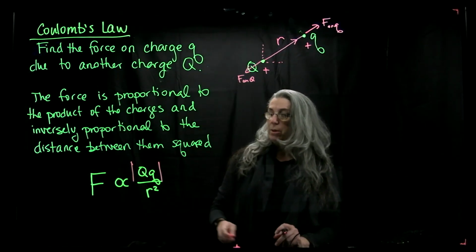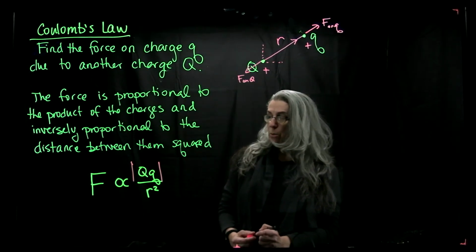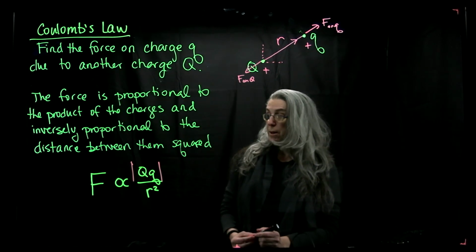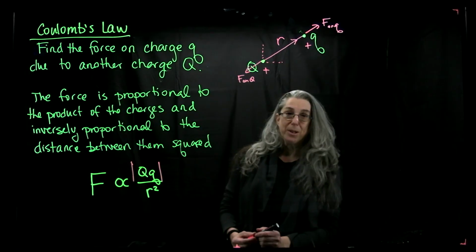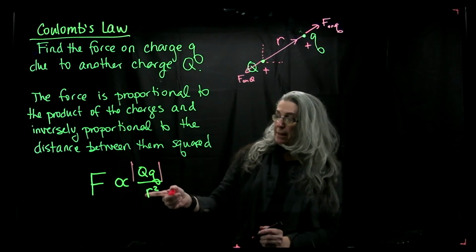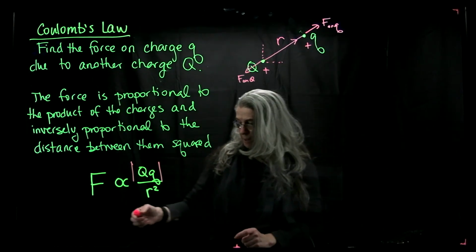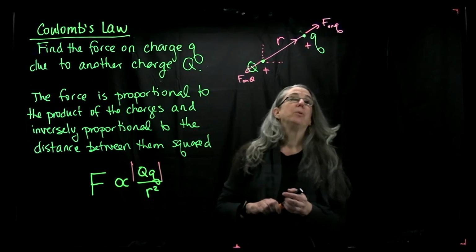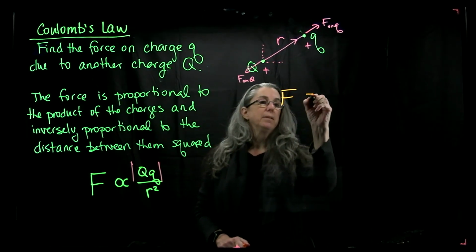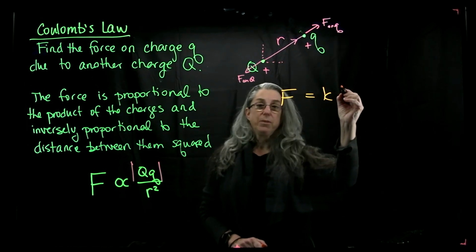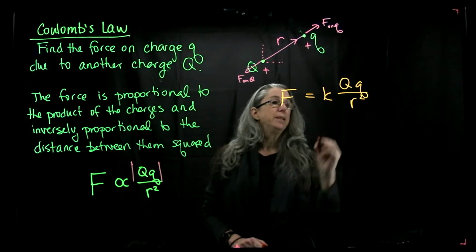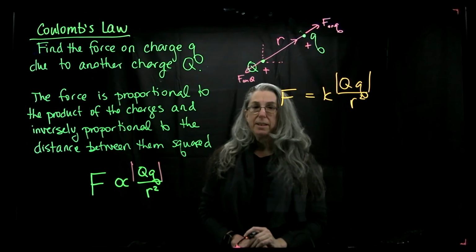You can see that in this equation. It doesn't matter which order I write the q's, and of course for r squared, the order doesn't matter there either. When a vector is squared, it becomes a scalar and the direction doesn't matter. When I replace the proportional symbol and make it an equality, the equation becomes, we usually write it with a k for the Coulomb constant, k q Q over r squared. So I replace the proportionality with this constant k.